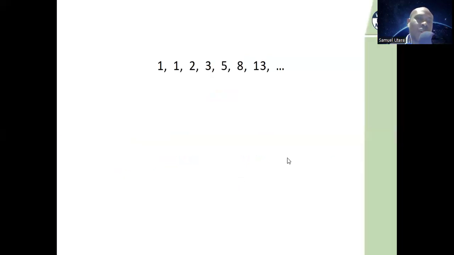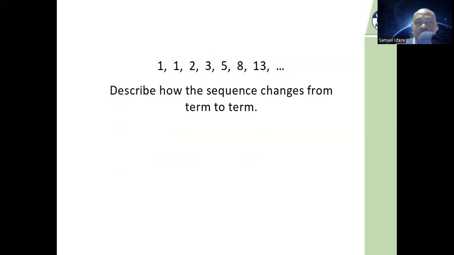Okay, so if we have a sequence like this, right? So we have 1, 1, 2, 3, 5, 8, 13. You think, wow, this is an interesting sequence. What's going on here? Okay. Would you be able to describe how this sequence changes from term to term? Have a think.